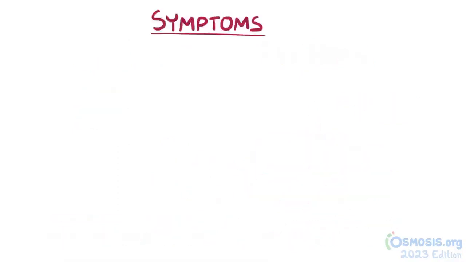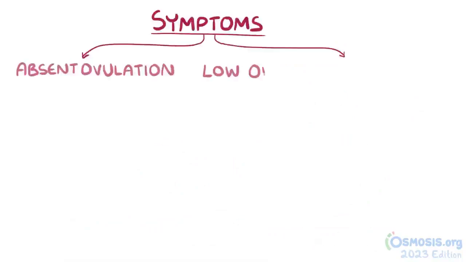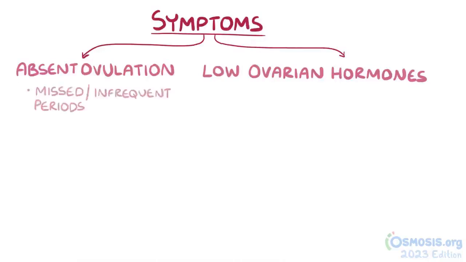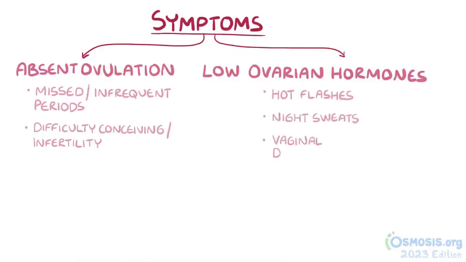Some symptoms of premature ovarian failure are directly related to the absence of ovulation and the low levels of estrogen and progesterone. Most women have a normal puberty with regular periods before the disorder develops, but then start having troubles when premature ovarian failure occurs. Absence of ovulation causes missed or infrequent menstrual periods, and it also causes difficulty conceiving or infertility. The lack of hormones can cause hot flashes, night sweats, and vaginal dryness, which can lead to dyspareunia or pain during sex.